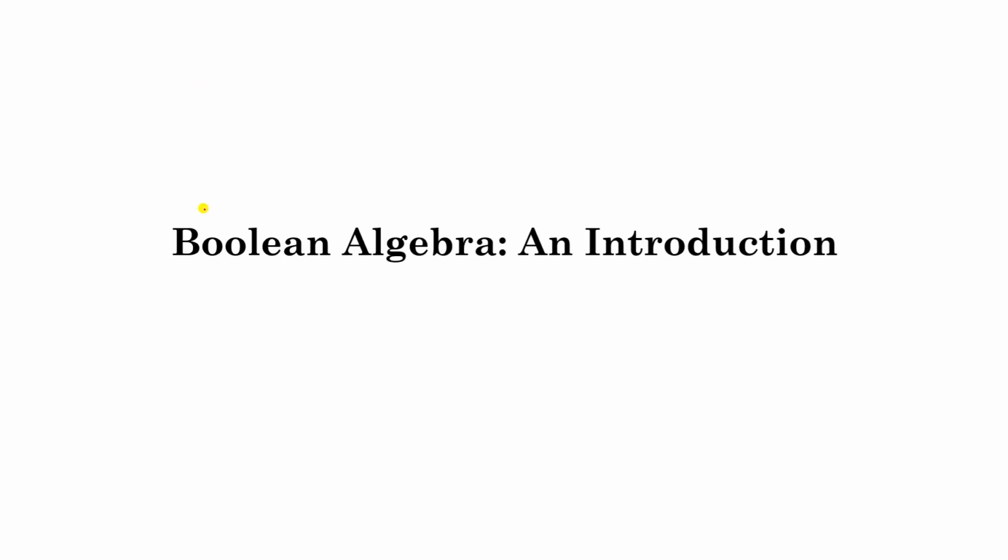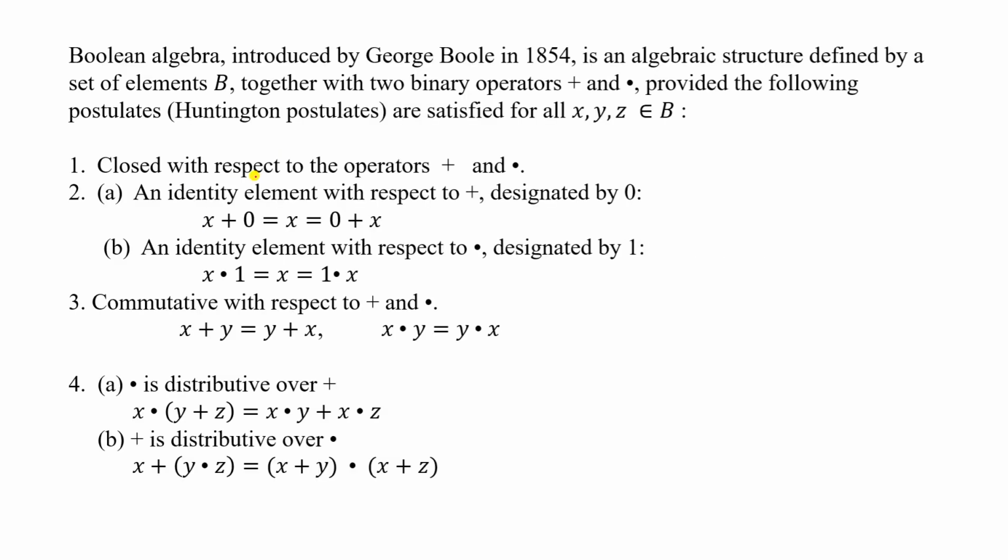Everyone, in this lecture, we will discuss some basic concepts of Boolean algebra. Boolean algebra, introduced by George Boole in 1854, is an algebraic structure defined by a set of elements B together with two binary operations. Look at this, there is a plus and multiplication. Generally, these are in symbolic form.